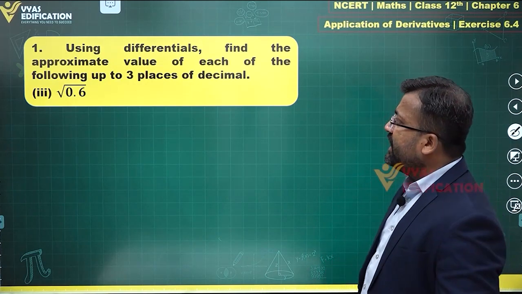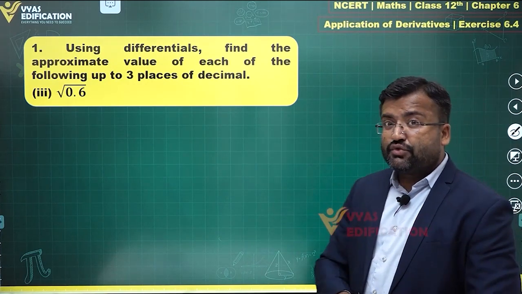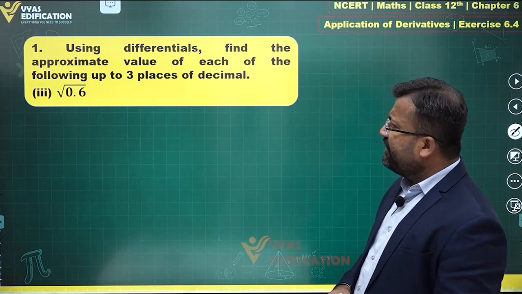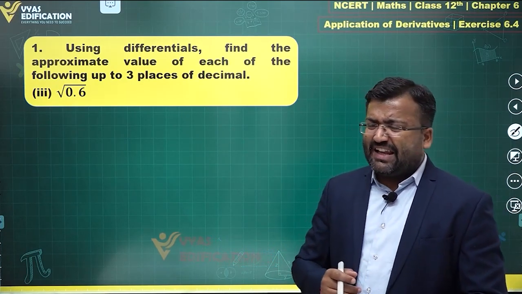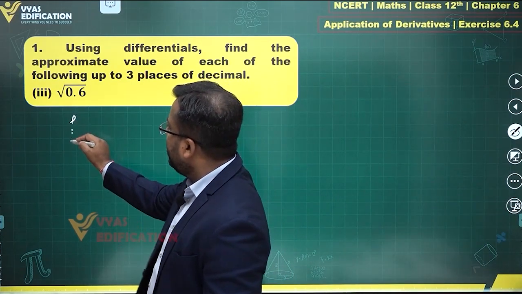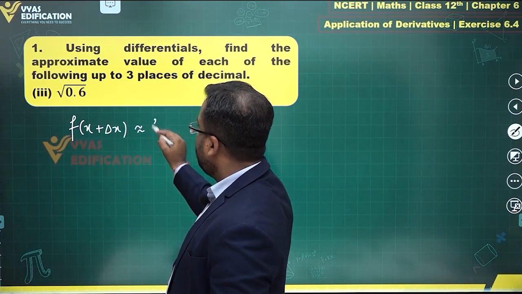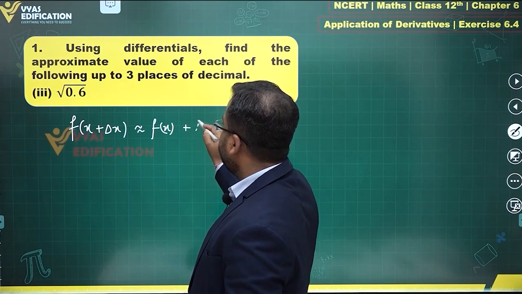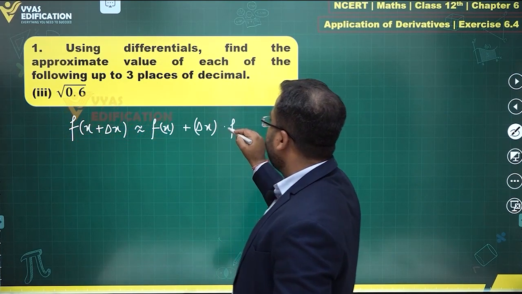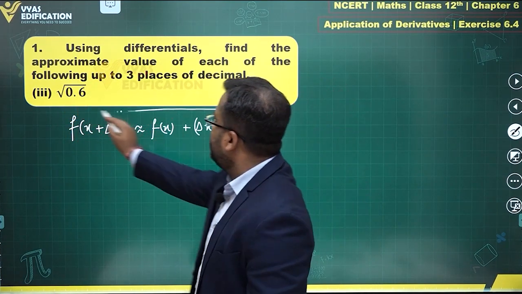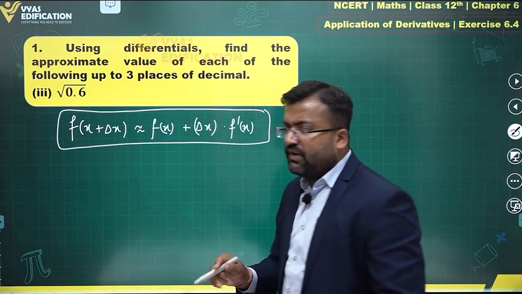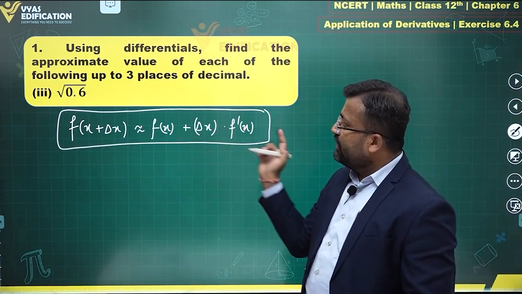Let's discuss this third part that says that we have to find the square root of 0.6. Now how do we deal with this? So the function is very clear. First of all, what do we need? We remember this result: f of x plus delta x is approximately equal to f of x plus delta x times f prime x. If you remember this result, then it will be very easy to solve after you identify these few things. What are the few things?